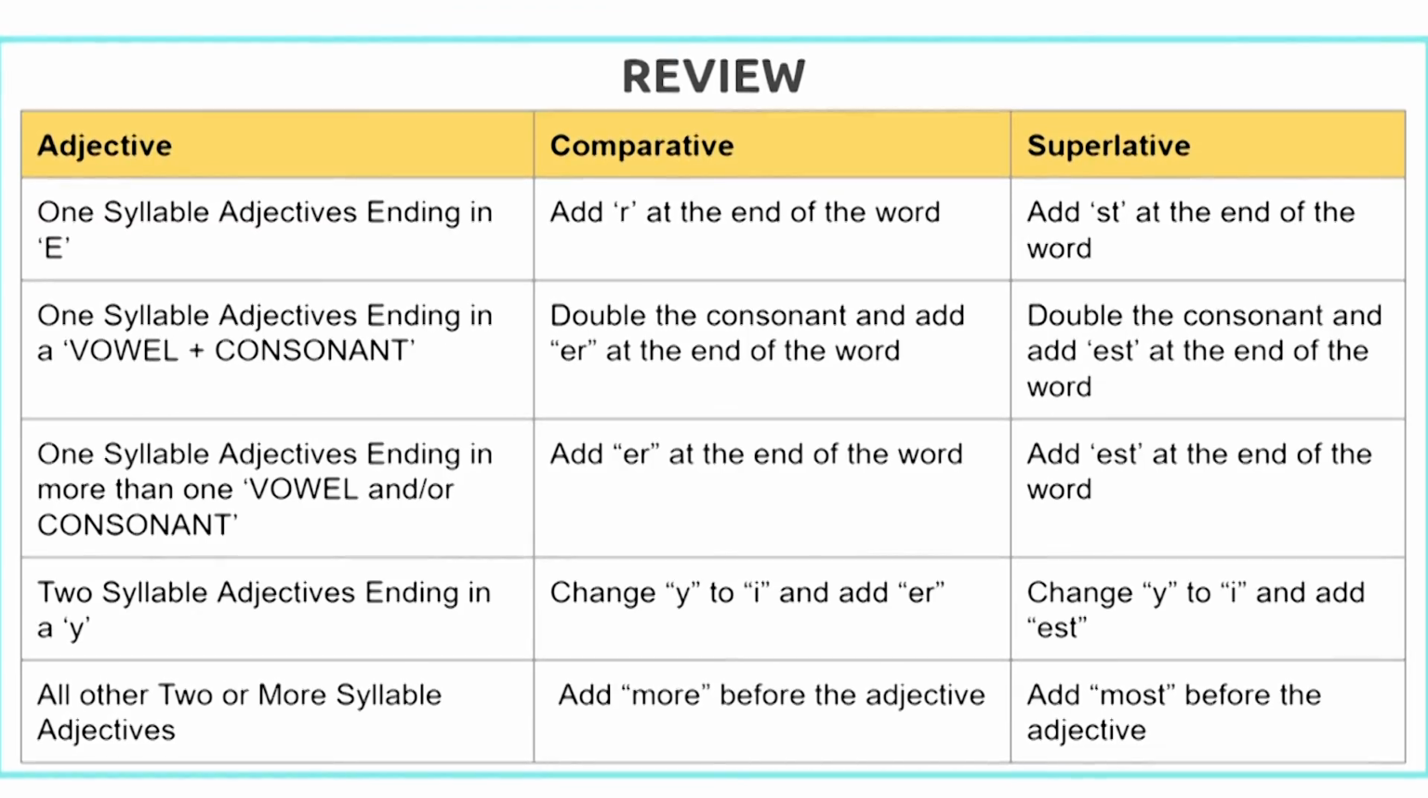add EST. When we come across all other adjectives that have two or more syllables, we add more before the adjective to form the comparative form, and add most before the adjective to form the superlative form. Now, as I mentioned, in order for you to memorize the irregular comparative and superlative form of certain adjectives, you simply need to memorize it. I'm sorry guys, there's no simpler way.